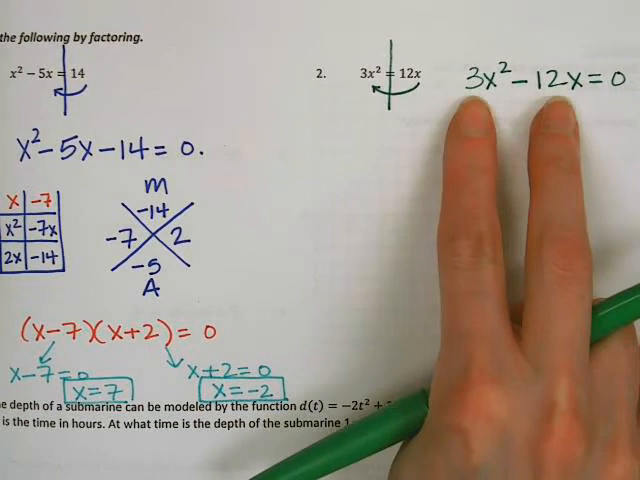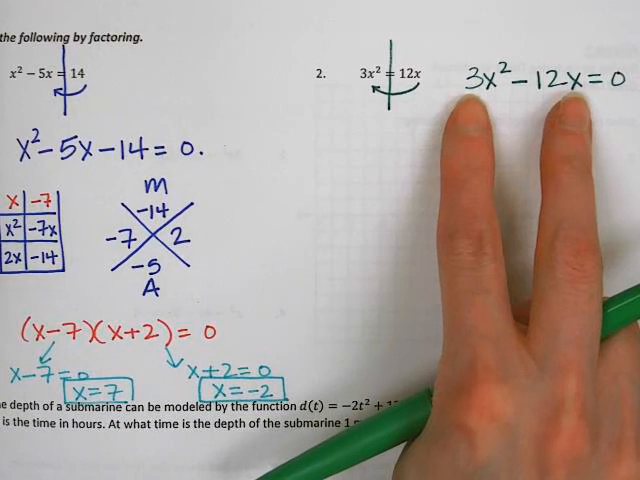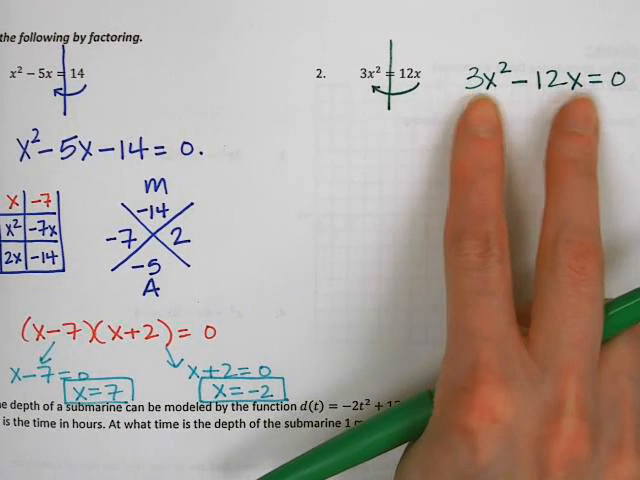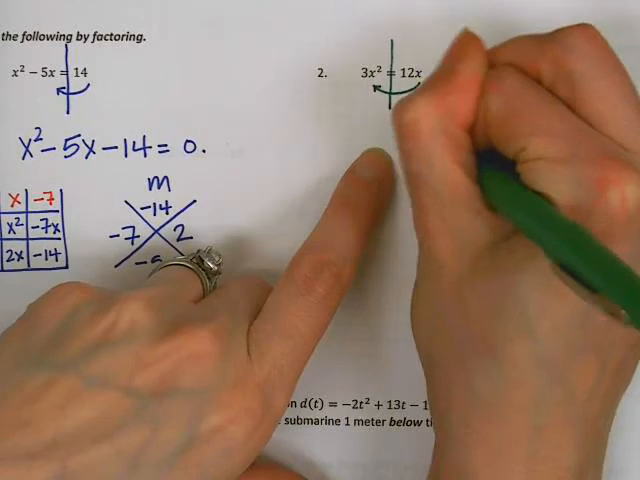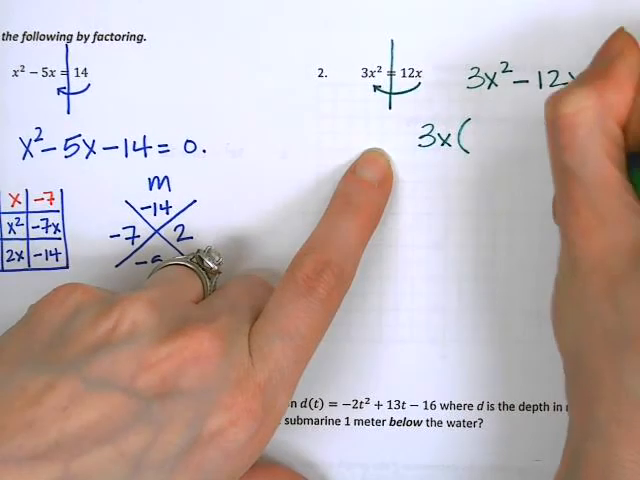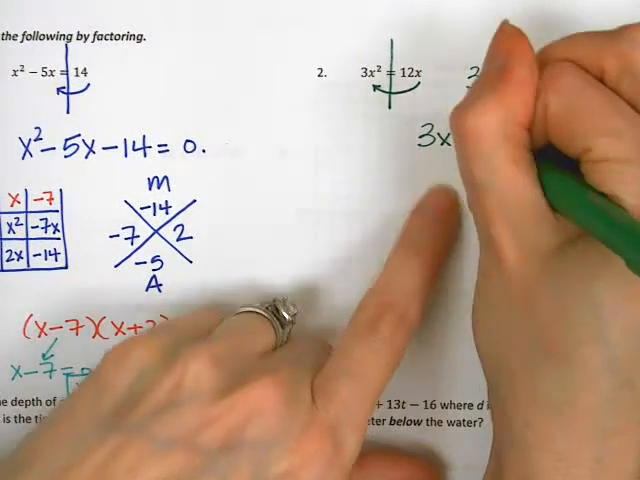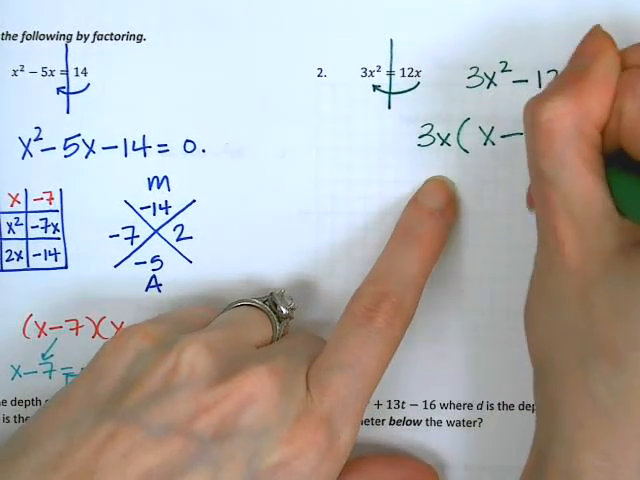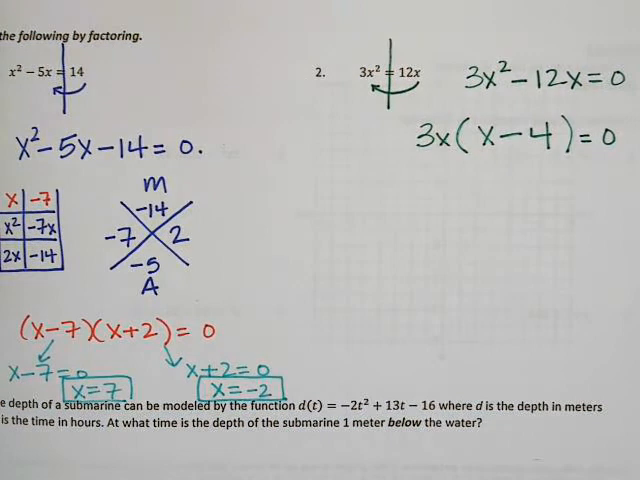But this one, notice they both have a common factor. They both divide by 3 and they both have an x. So this is a GCF one where if you divide both of them by 3x, you're left with x minus 4. And then we're actually ready to solve.